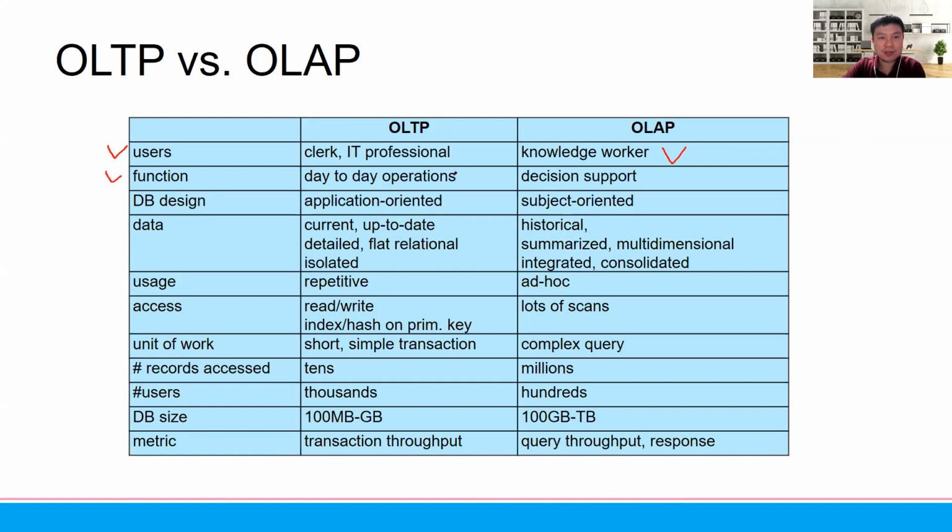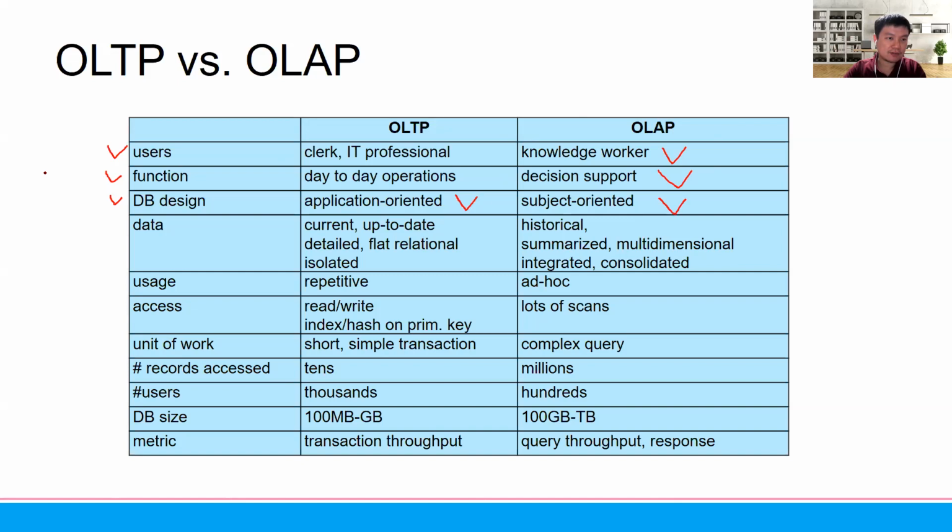Function: the OLTP is related to the day-to-day operation, but the OLAP is related to decision support. The DB design for the OLTP is more application oriented because it is about the transaction. The transaction means you buy, you sell, you put the stock, and when the customer buys, when you deliver the product, when you put the product in your warehouse, and so on. So it's application. But the OLAP is more subject oriented. You want to know based on the supplier, you want to know the data about the customer, you want to know about the sales. So it's more the subject.